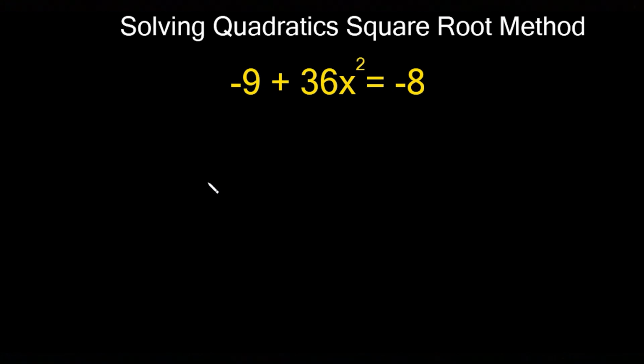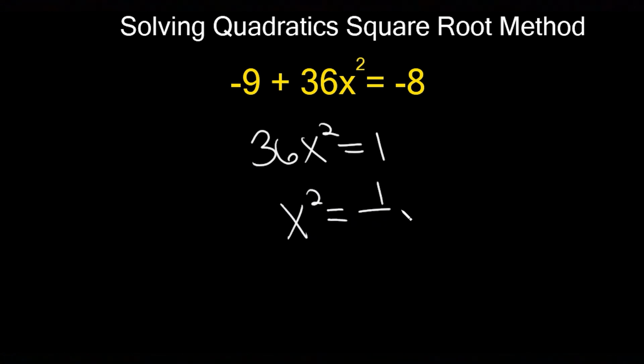So here's our next example. We're going to do the same thing. We're going to add 9, and then we'll go from there. So I'm going to write 36x squared. I'm going to add 9. That will give me positive 1. So I get equal to positive 1. From here, I have to divide by 36. So x squared is equal to 1 over 36.